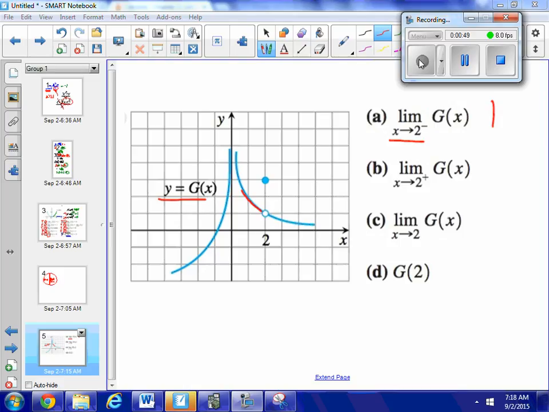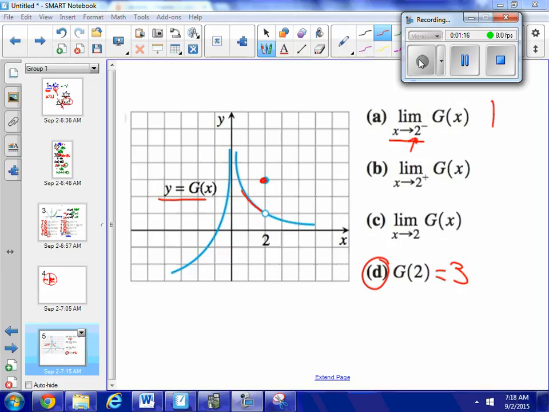You have to remember that the limit is as I get really close to the x value, not at the x value. We can see that at the x value of 2, which is going to be this question right here, d, what is the function g of 2? That answer is 3. But that is not the limit. The limit is as I get really close to, but not equal to.